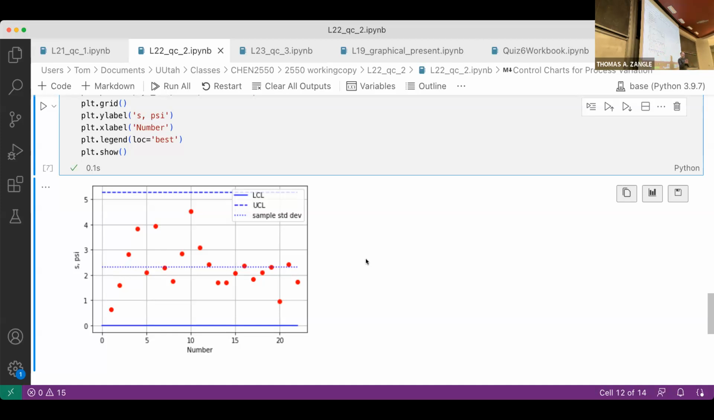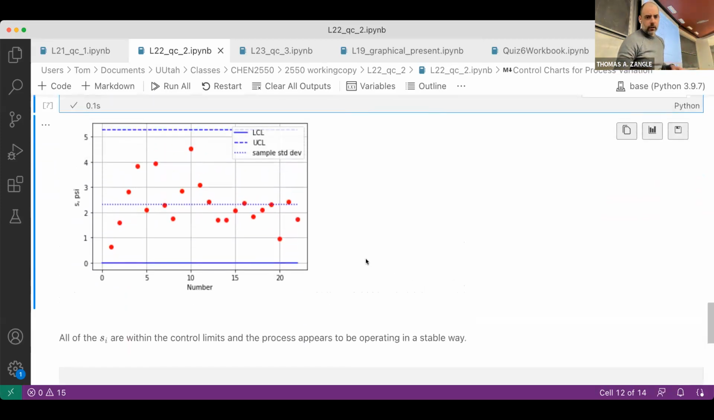So this is actually all we're going to say about S charts. All of the sample standard deviations are within the control limits, so the process appears to be operating in a stable way. Again, it's very directly analogous to what we did for the X-bar charts. Any questions on this? Okay. All right, then we're going to move on to lecture 23.